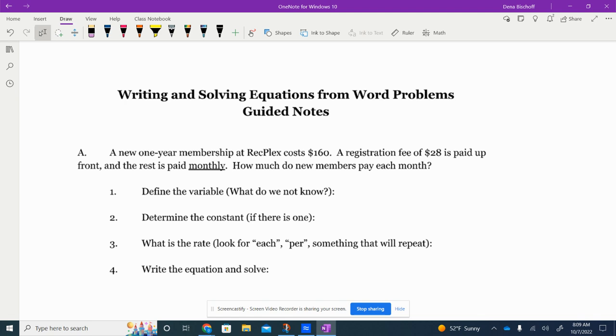So I think we have 6 or 7 examples. We're just going to practice writing word problems. Your homework is short and sweet. You'll have time to work on your Edulastic linear equations.